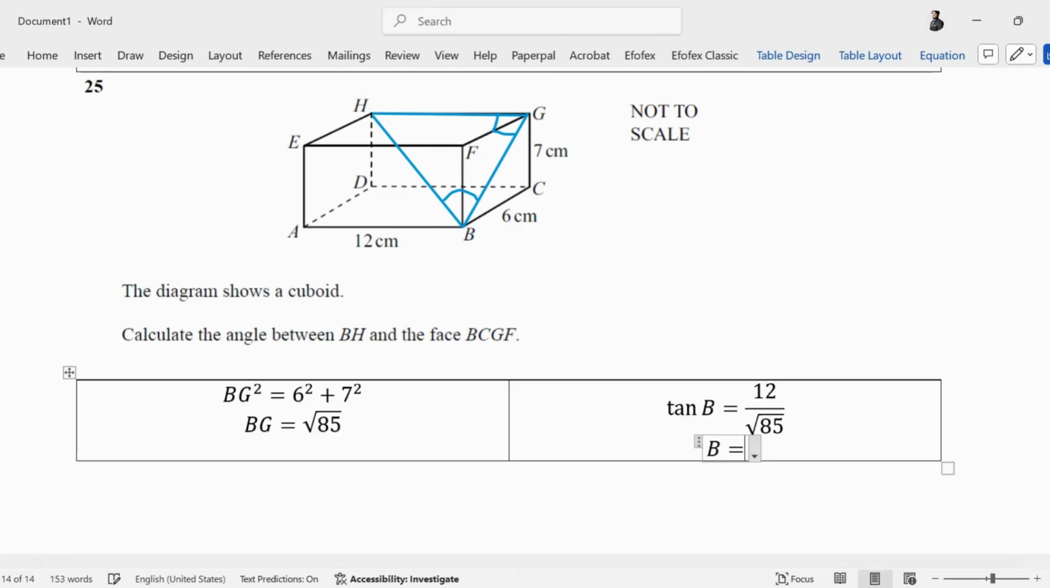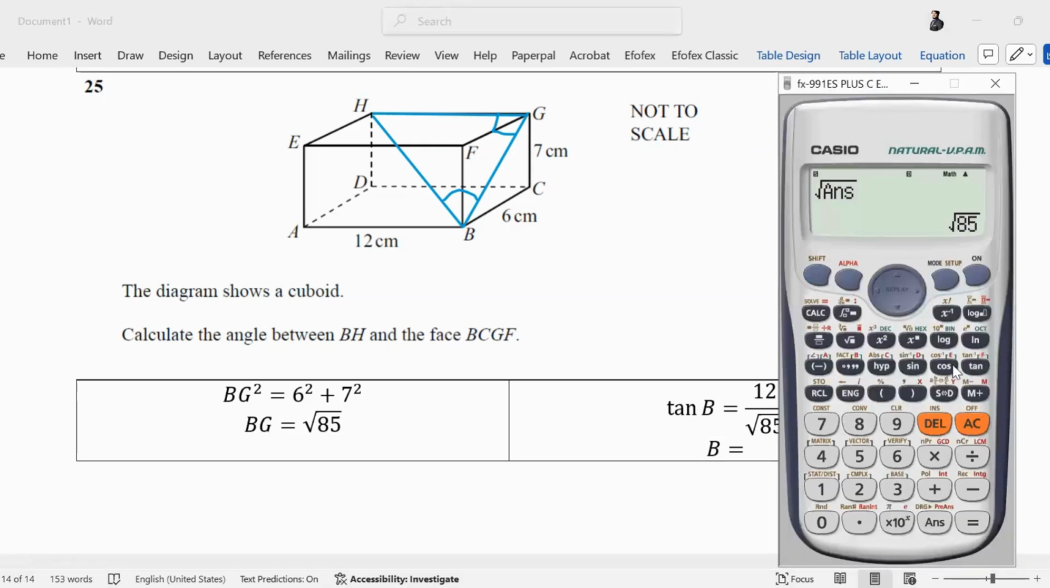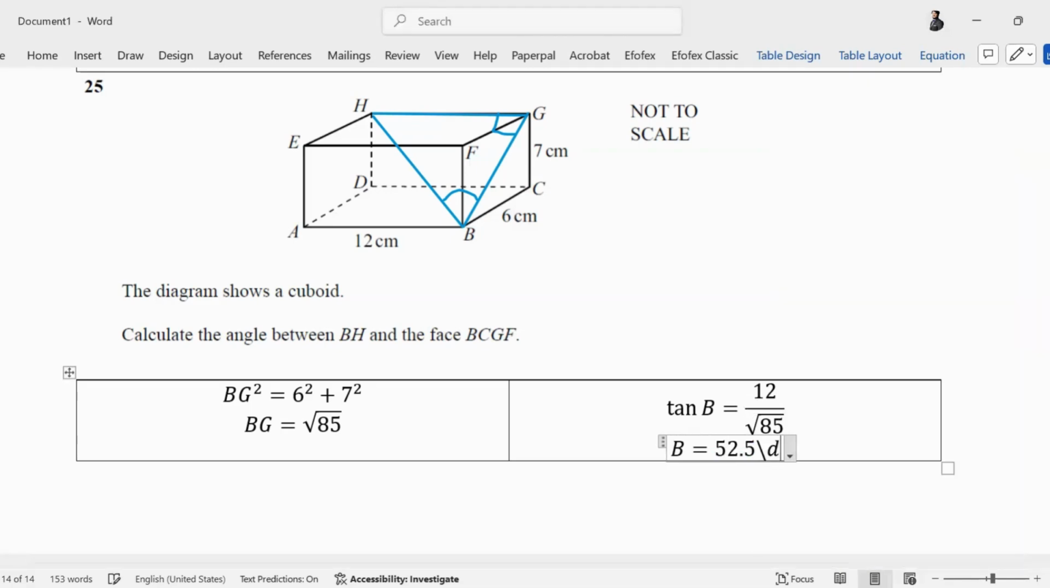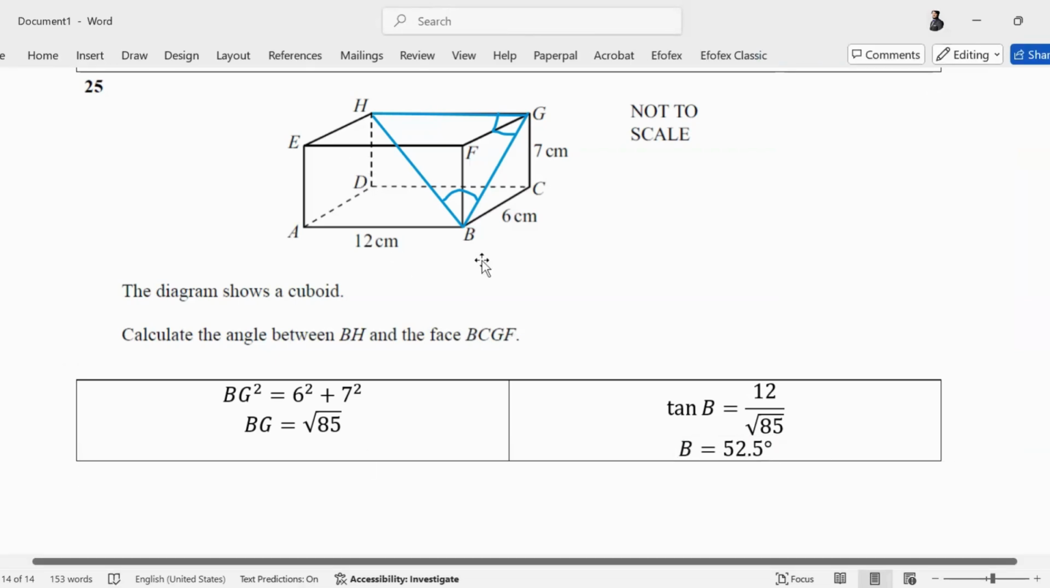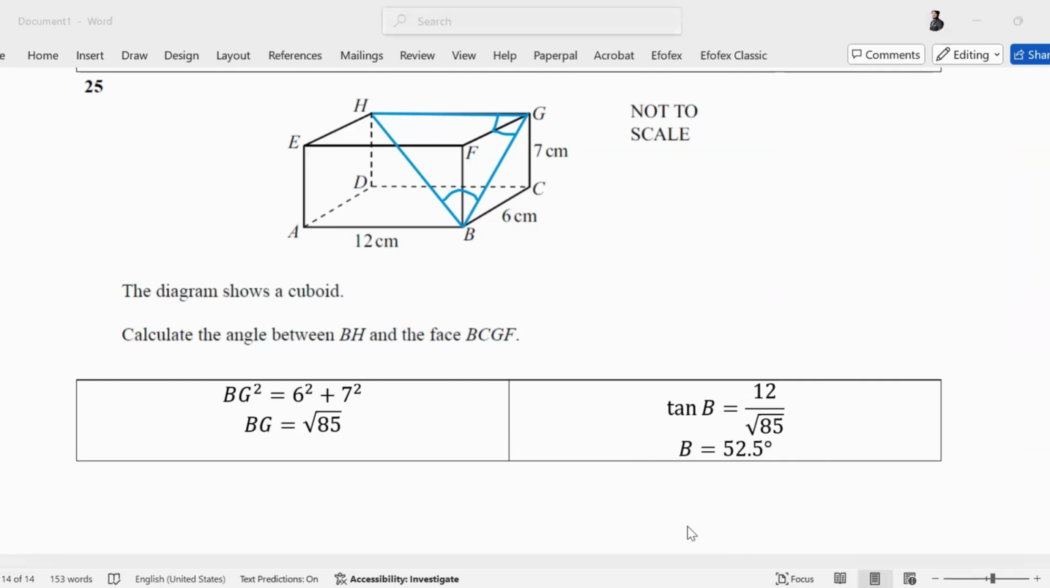B is tan inverse of 12 upon square root 85. The answer is 52.5 degrees. And that is the angle between BH and the face BCGF. So that's it from this paper.